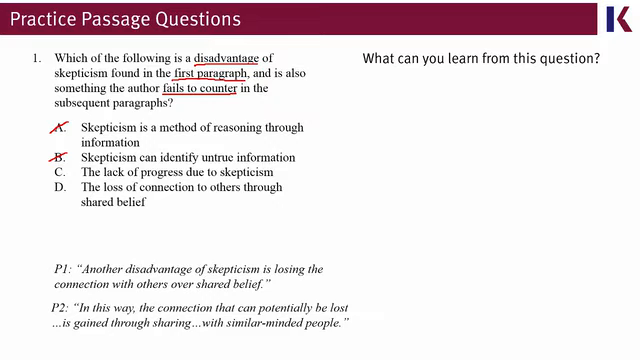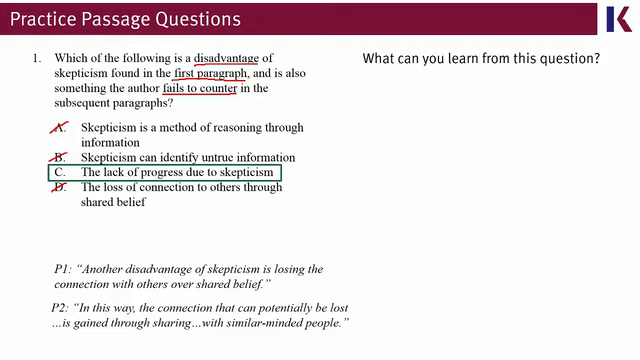This question says, if you are a disadvantage that the author fails to counter, then you're the right answer. So if you are a disadvantage that the author does counter, then you're a wrong answer. That means letter D, the disadvantage in paragraph 1 that was countered in paragraph 2, is a wrong answer. And that leaves us with letter C, the right answer.